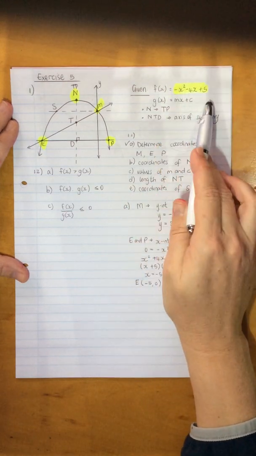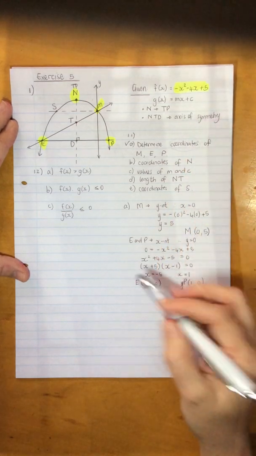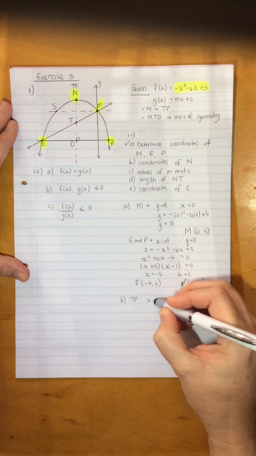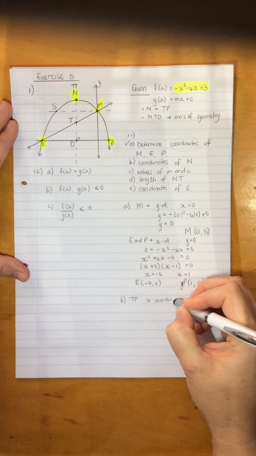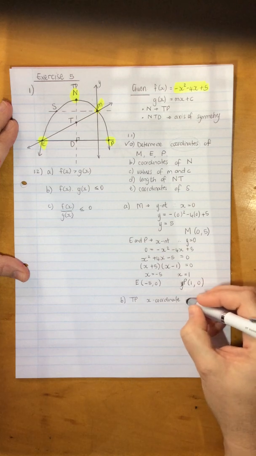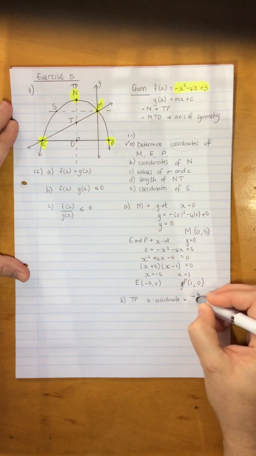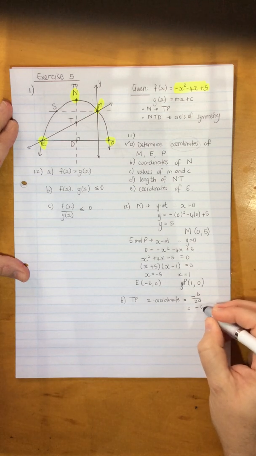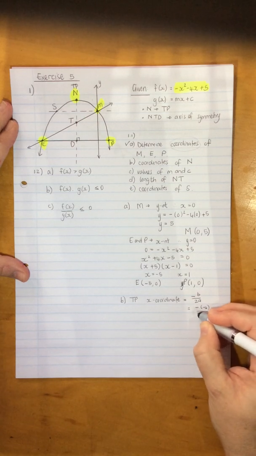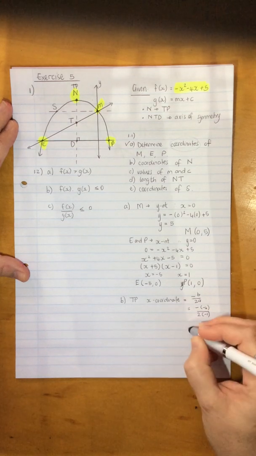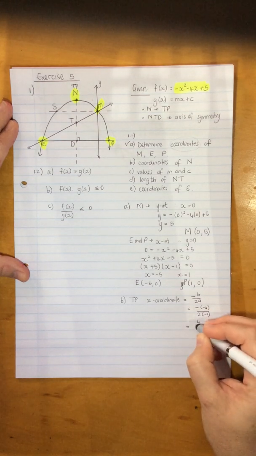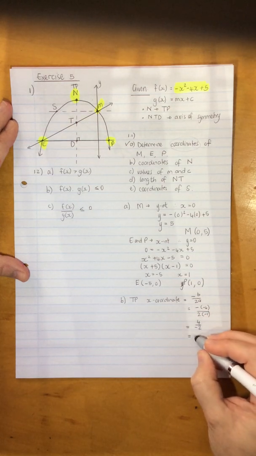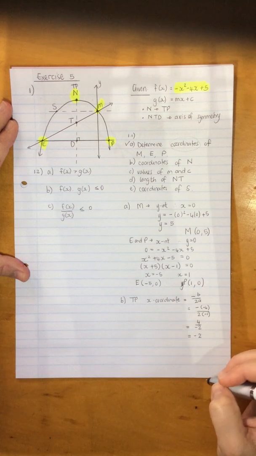The coordinates of N is my turning point, and as I said, that N must be worked out using the given function. So my turning point, the x coordinate, I can work out by saying minus b over 2a, which means I will have minus minus 4 over 2 times minus 1, which means I have plus 4 over minus 2. So my x coordinate will have a value of negative 2.